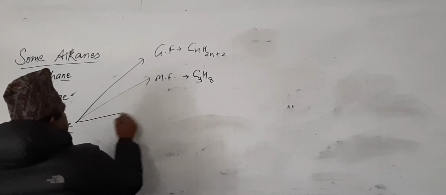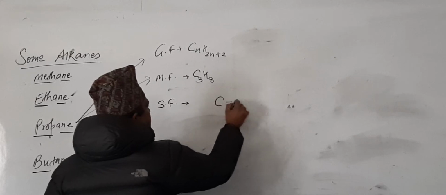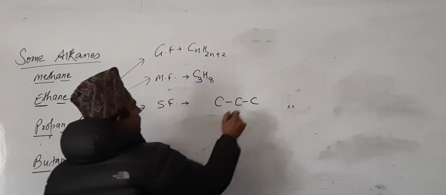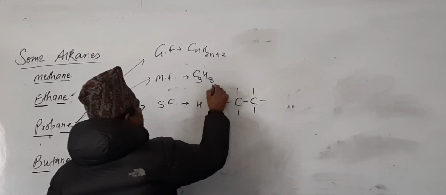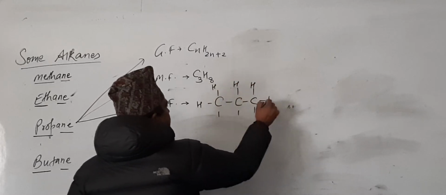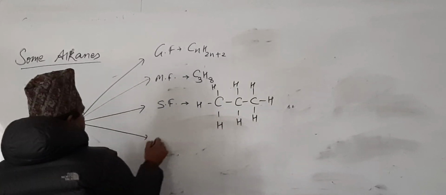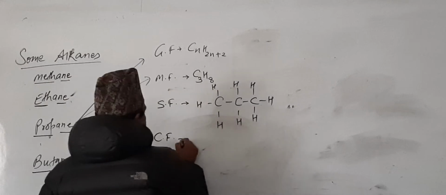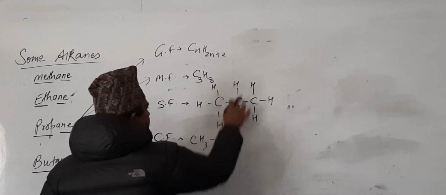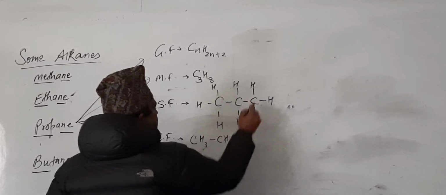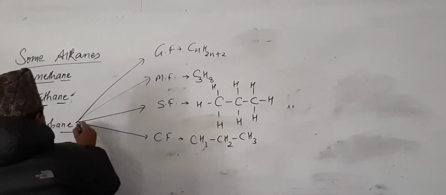Next one is structural formula. Structural formula is CCC, 3 carbons in the same line. Now you can write here H, H, H, H, H. Very simple. Next one is condensed formula: CH3 dash CH2 dash CH3.